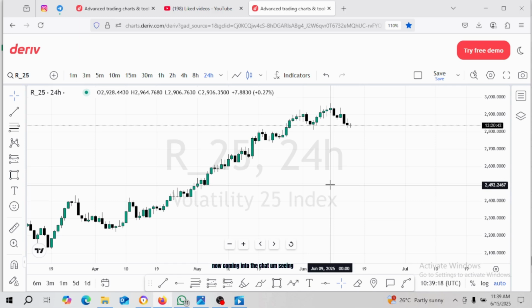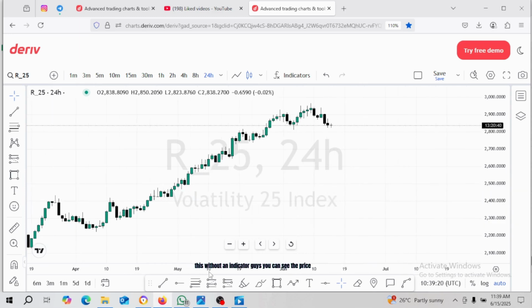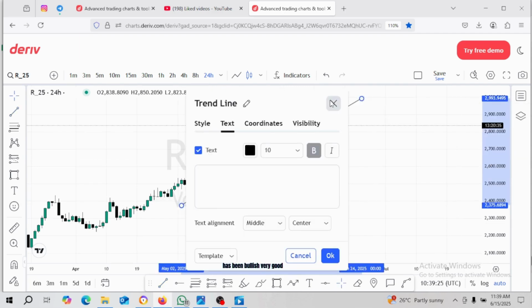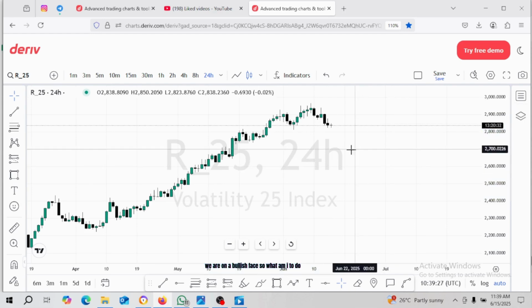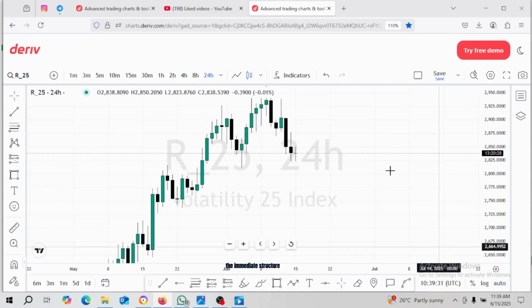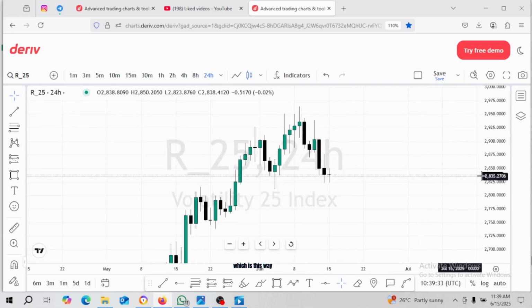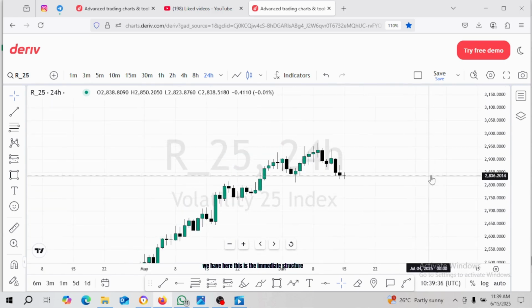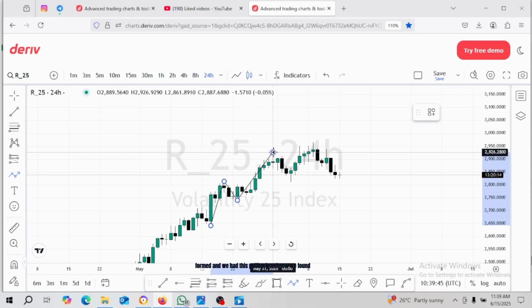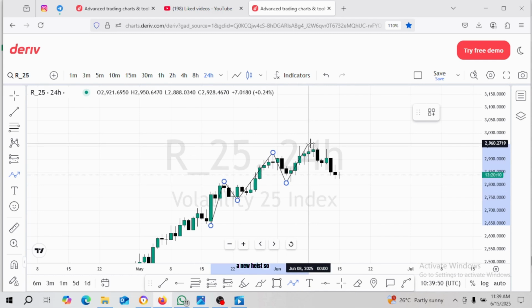Now coming into the chart, seeing this without an indicator, guys, you can see the price has been bullish. Very good, we are on a bullish phase. So what I am to do is to mark out the immediate structure, which is this way. We had a high at this point, we had a little pullback, and we had a new high formed, and we had this pullback, and now we formed a new high.